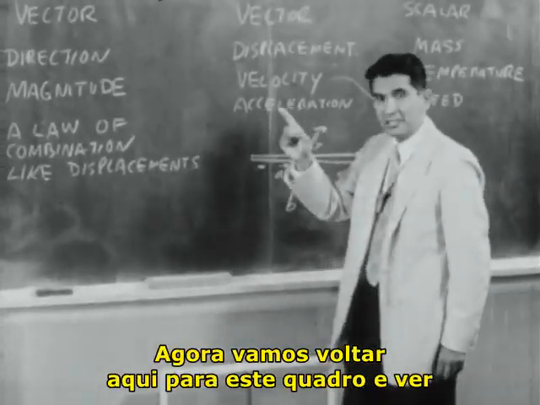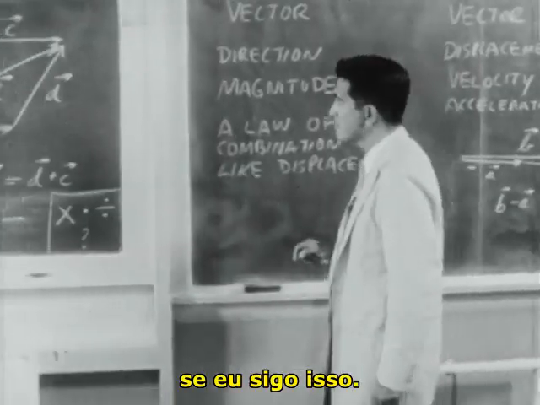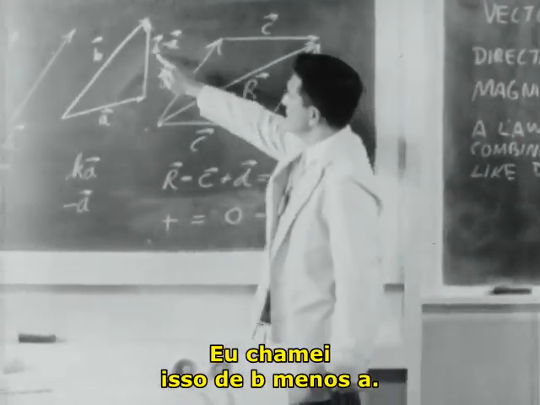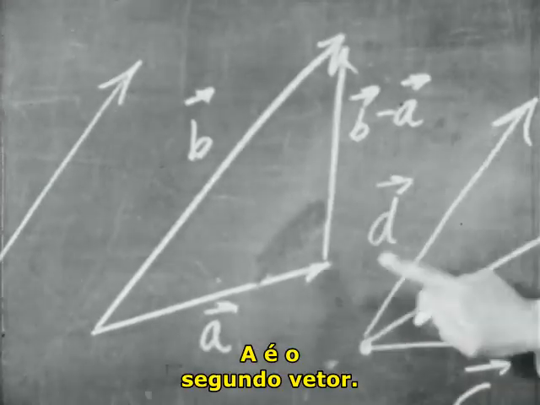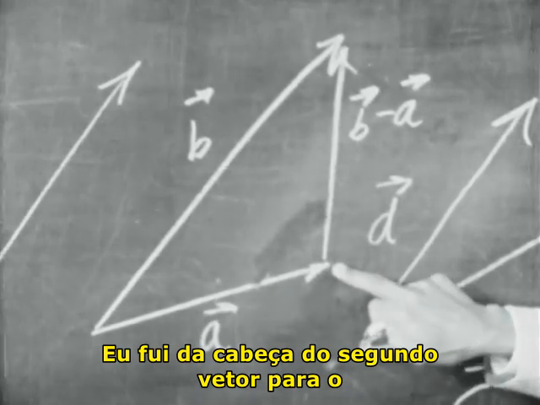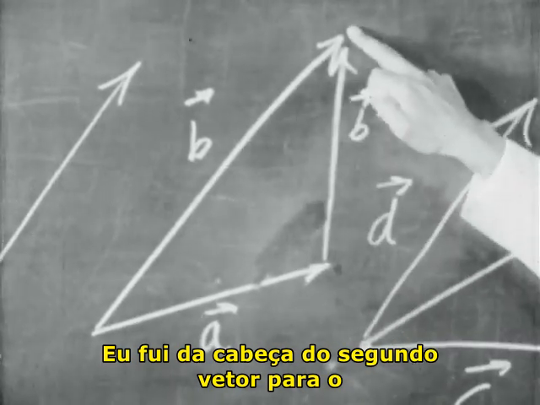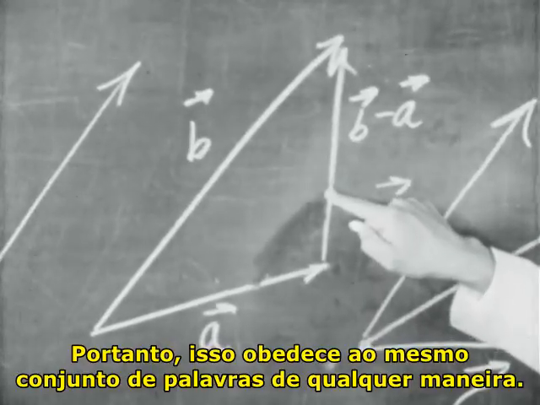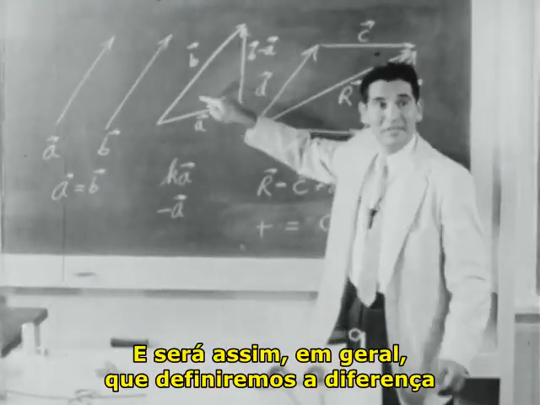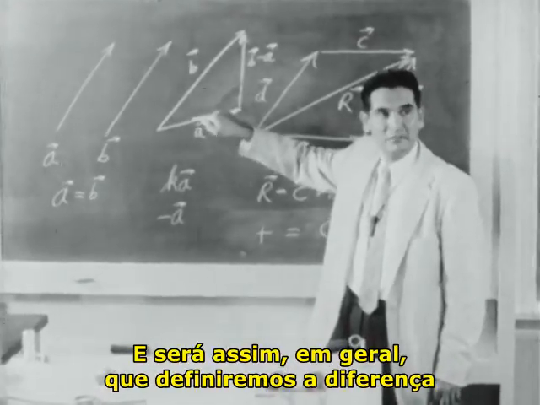Now let's go back here to this board and see whether I follow that. I've called this B minus A. A is the second vector. I've gone from the head of the second vector to the head of the first one. So this obeys the same set of words anyway, you see? And this in general will be how we will define the difference between two vectors.